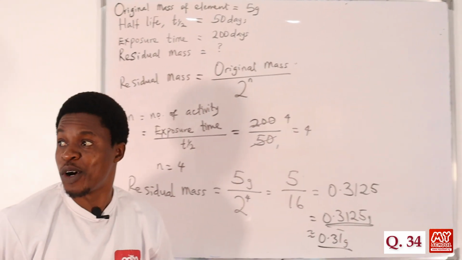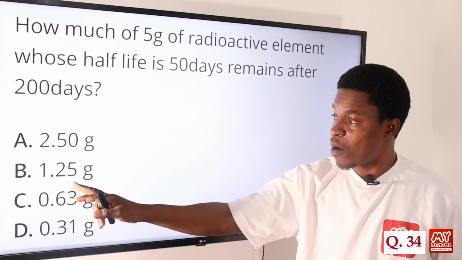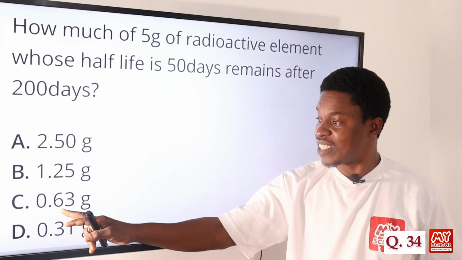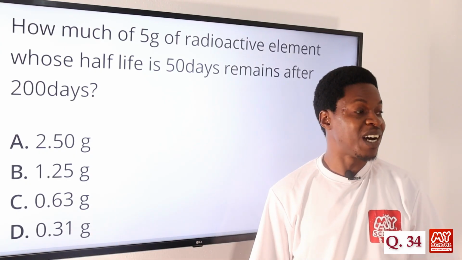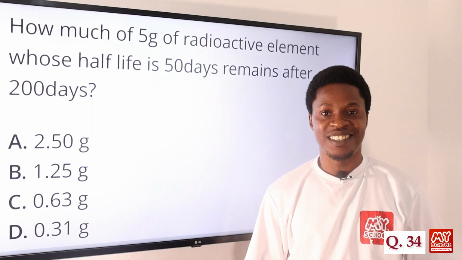So let's move on to the screen and see what we just solved, if we have an answer there. We have 2.50 gram, we have 1.25 gram, we have 0.63, we have 0.31 gram. So the correct answer here is option D, 0.31 gram.